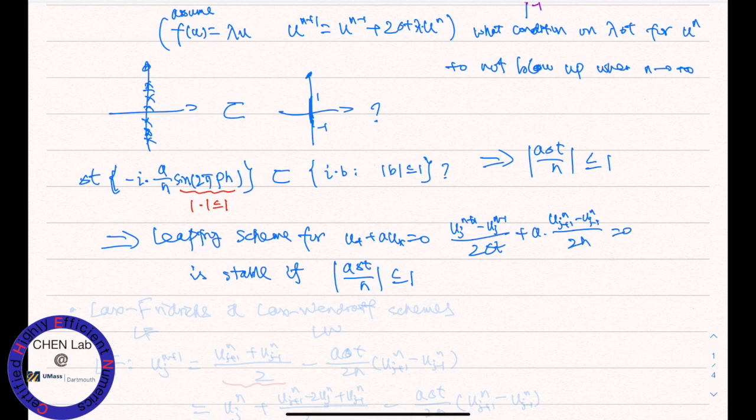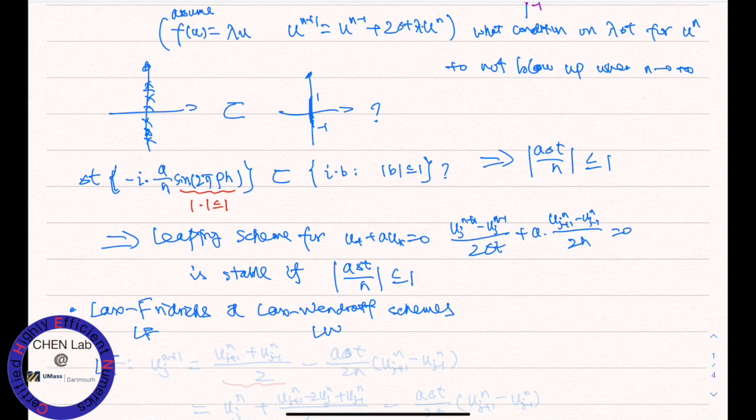So among the 4 schemes we wrote down, we only have 2 left. The next are the so-called Lax Friedrichs and Lax Wendroff schemes. This is LF, this is LW.